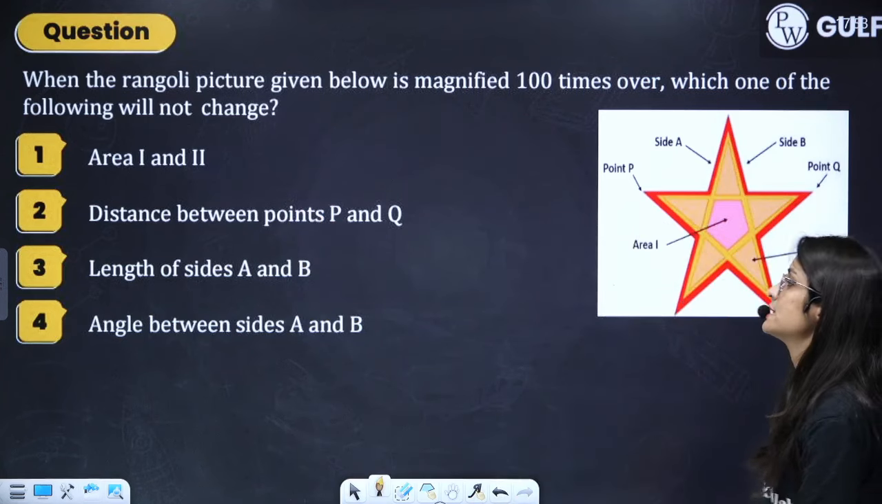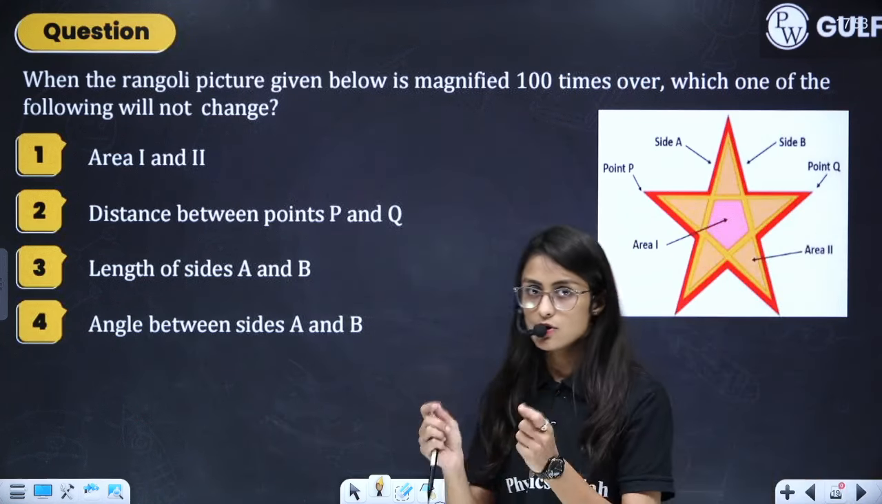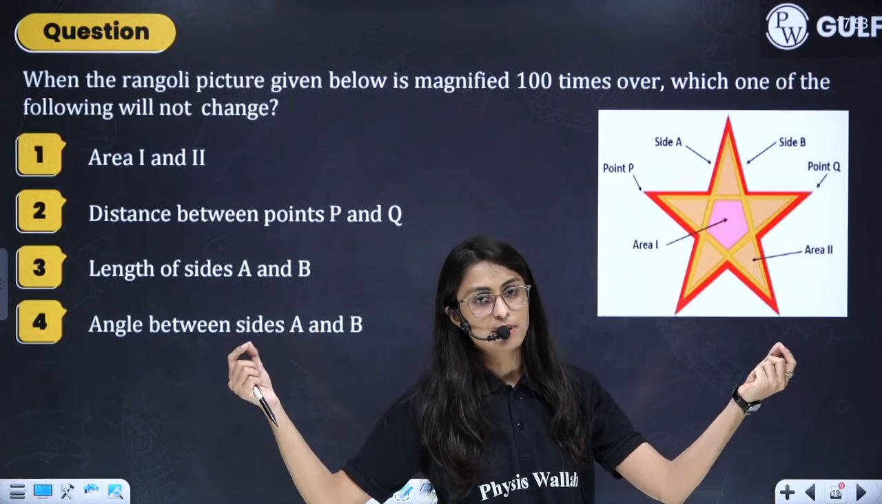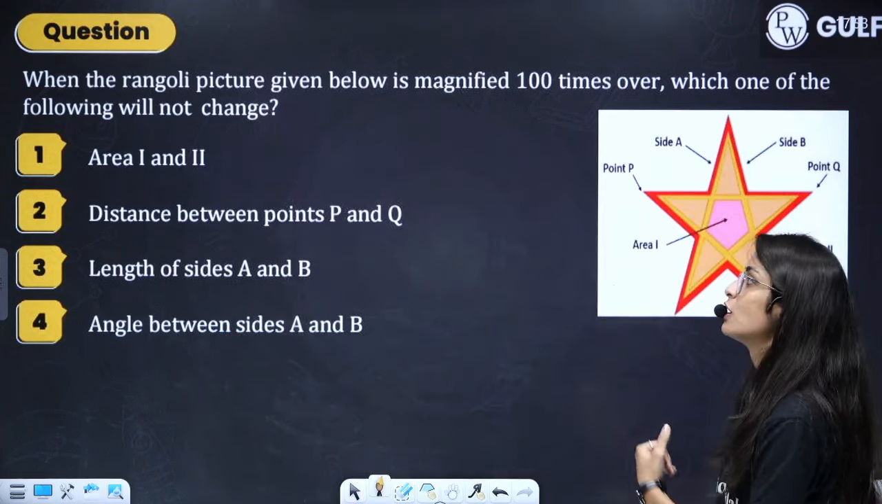Moving on to the second, the distance between point P and Q. Of course, the figure is enlarged, right? So the distance of P and Q will also get bigger, right? They will also get farther from each other. So that will also change.